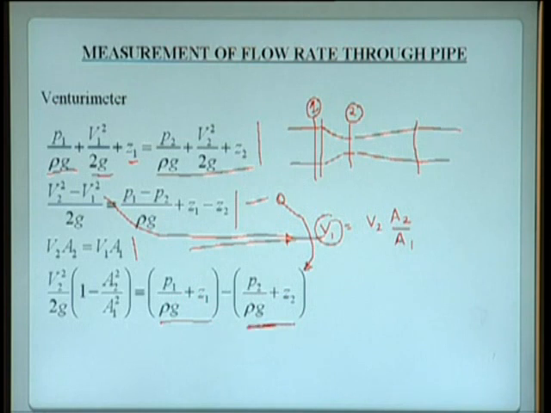Can you tell? This term is known as the pressure head, this is the potential head. So pressure head plus potential head is known as the piezometric head, right. This piezometric head at point number 1, piezometric head at point number 2, can be measured with the help of the piezometric tube or with the help of a pressure gauge, with the help of the differential U-tube manometer.